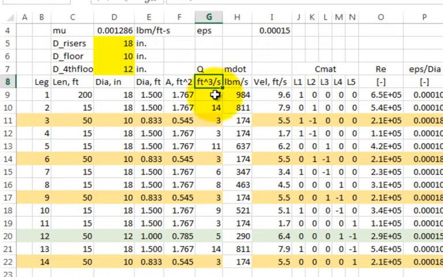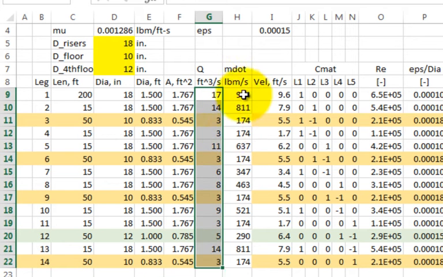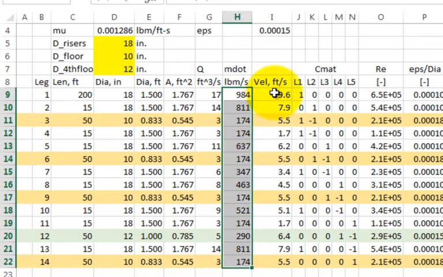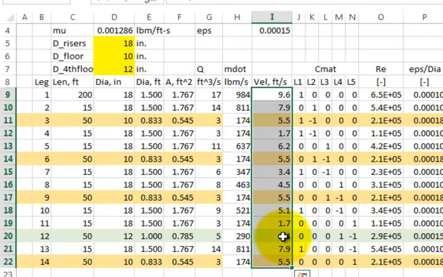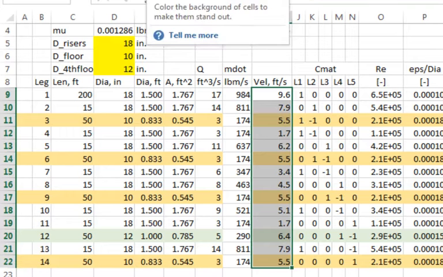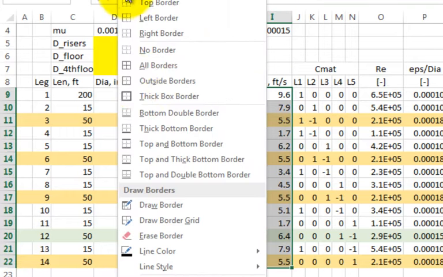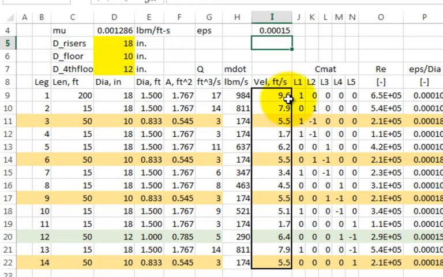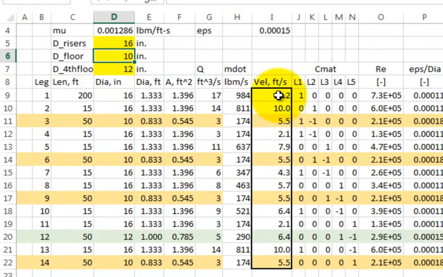And this is the volumetric flow rate that was input. Hence, you can get the mass flow rate. And the more critical is the velocity. So just looking at this velocity, which ones are below 10 foot per second? Maybe you say, is any above 10 foot per second? No, it doesn't look like it, does it? So let's say if I went 16 inch, well, then it exceeds it in leg 1. So I bet I'm stuck with the 18 inch.